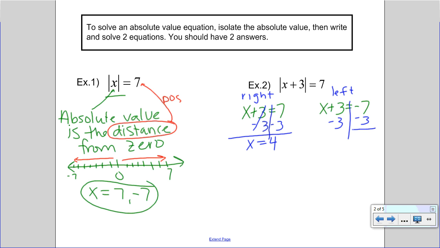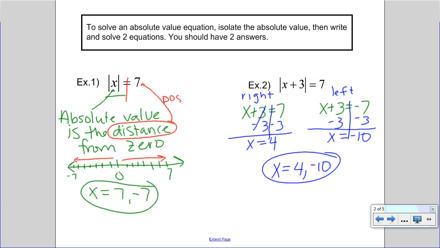Subtract 3 from each side. Be careful, guys. Notice I'm not getting 4 and -4. It's not going to be a number and its opposite, because -7 minus 3 is equal to -10. So we do have to take the time to set up these two equations. We use the number and its opposite for finding my space from 0: 7 spaces to the right at +7, 7 spaces to the left of 0 at -7. Then we do the algebra, and then we can say x is equal to 4 and -10.